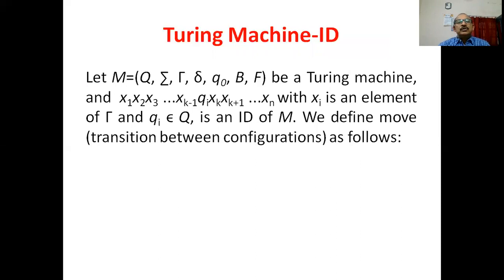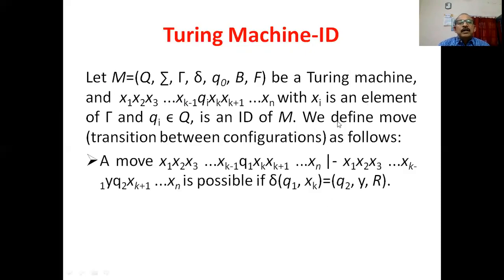Suppose Q, sigma, gamma, delta, Q0, B, F is our Turing machine, and the current configuration is x1, x2 to xk minus 1, qi, xk plus 1 to xn, where qi is the current state of the machine, each x is an element of gamma, and qi is an element of capital Q. Now we are going to define a move. Suppose this is the current configuration of the Turing machine, and let us see what will happen if a transition function is given.